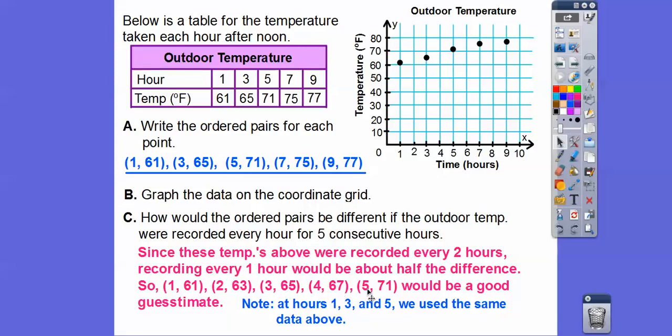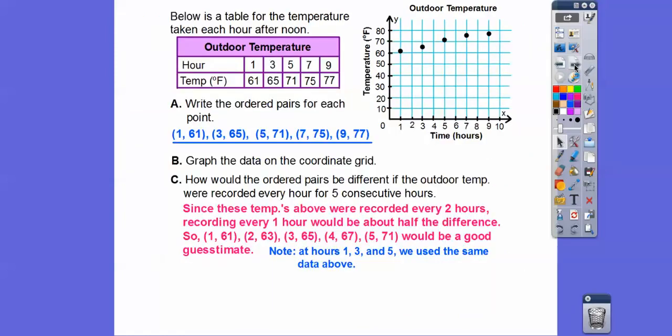Okay, and then this one was already given right here, 5, 71. So you just got to kind of glance and see what's happening. If you couldn't see that, sometimes you can't see that. I just slid that up right there.